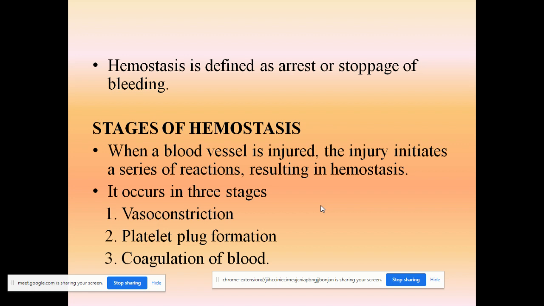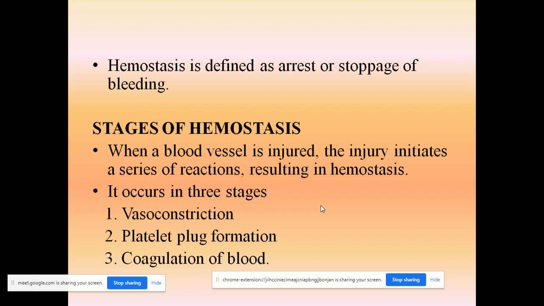Number 2 is platelet plug formation. See, coagulation, clotting of the blood, is not the only step or mechanism. Before the coagulation of the blood, these two phenomena have to happen. Number 1 is the vasoconstriction. Number 2 is the platelet plug formation. So when there is a site of injury, the blood vessel constricts, the diameter becomes smaller. Next one, the platelet plug formation.